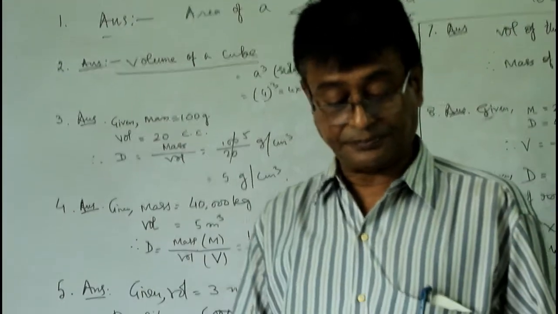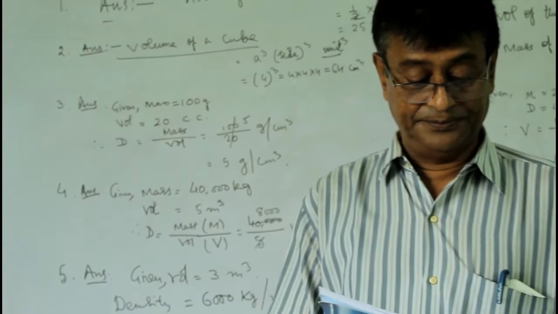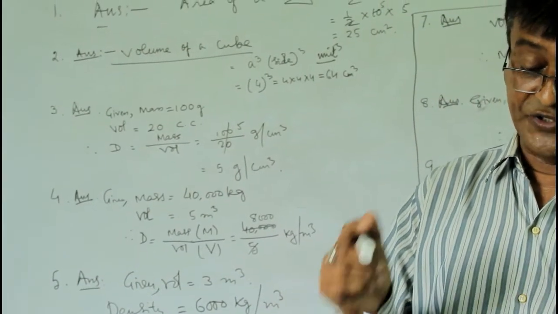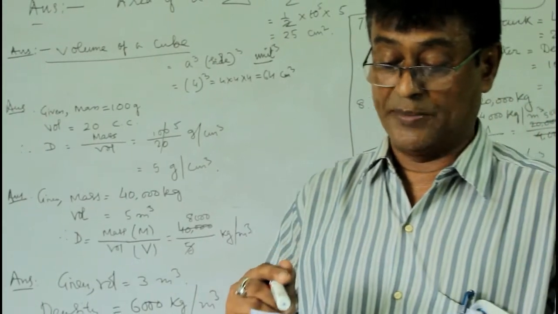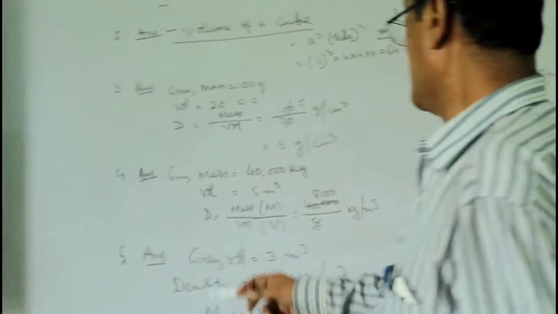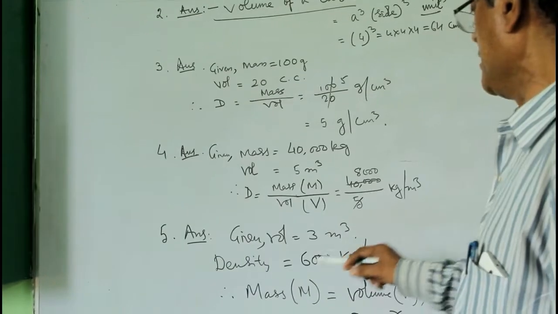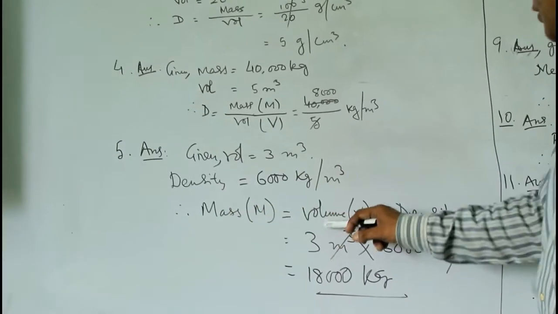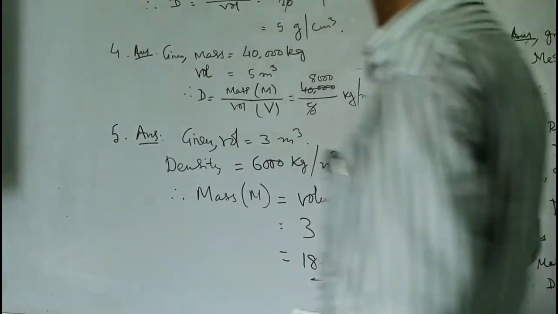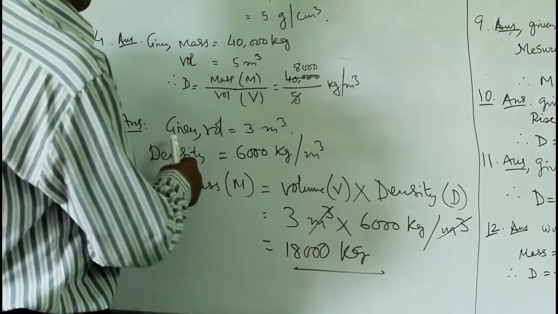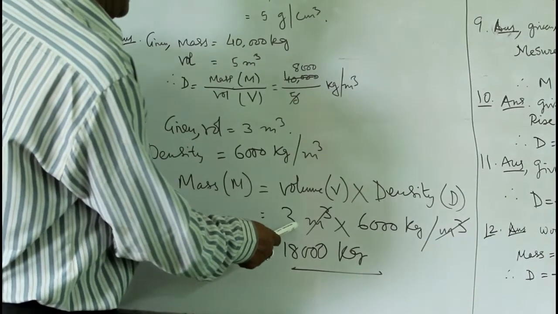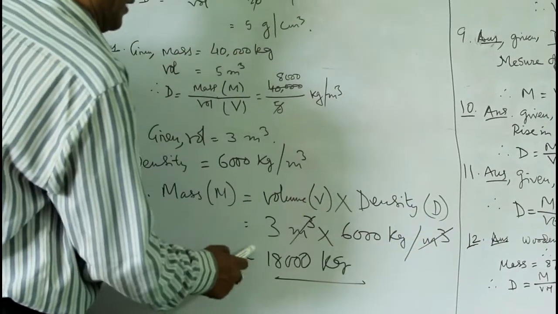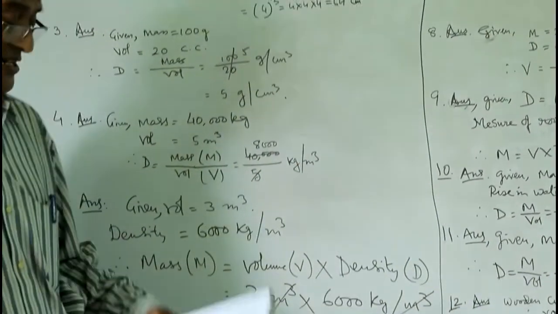Question number 5. An object has volume of 3 cubic meter and density of 6,000 kilogram per cubic meter. What is its mass? Now, given volume equals 3 meter cube and density equals 6,000 kg per meter cube, therefore the mass equals volume into density. That means volume is 3 meter cube into 6,000 kg per meter cube. So meter cube cancels to get you 18,000 kg is the answer.